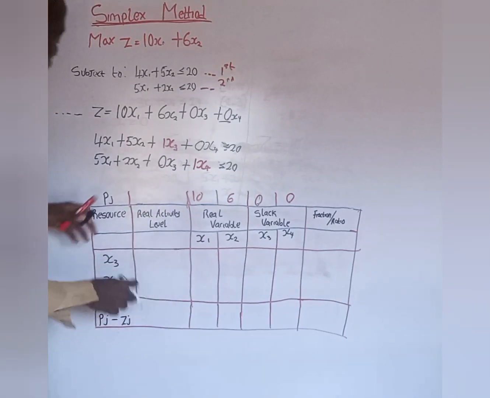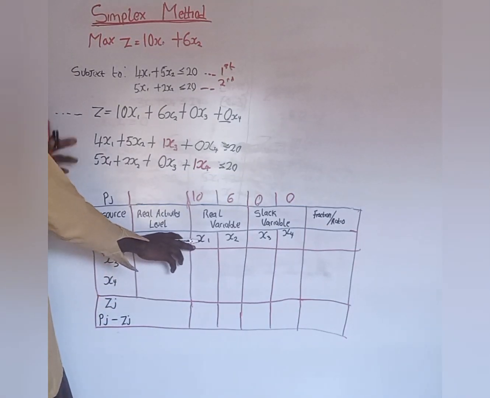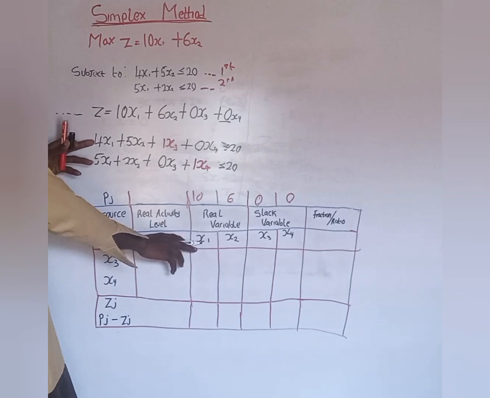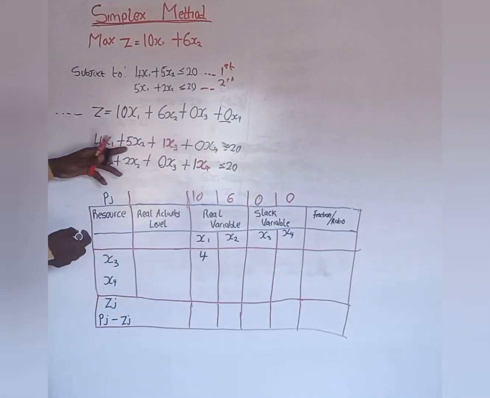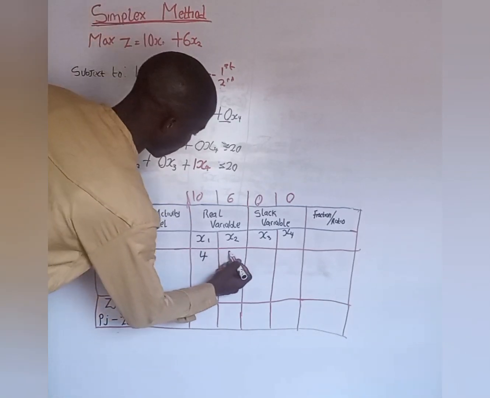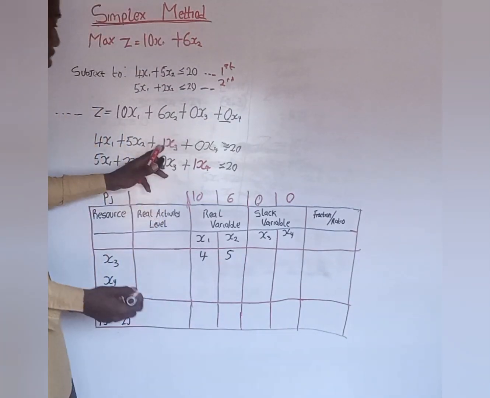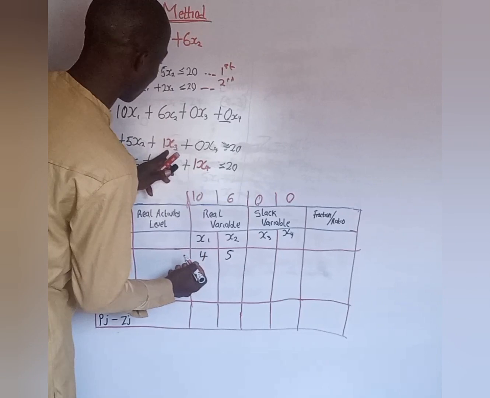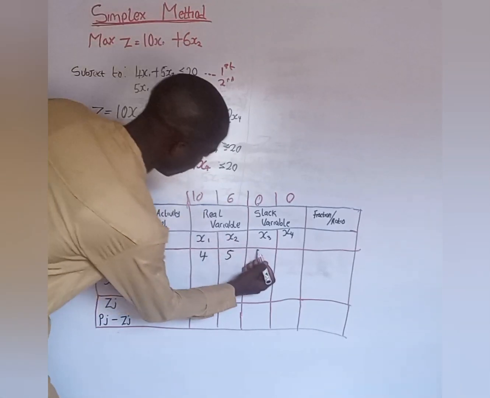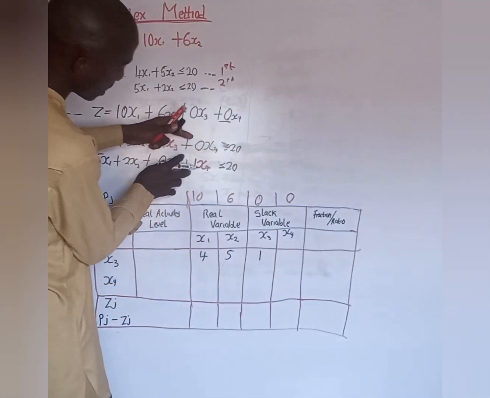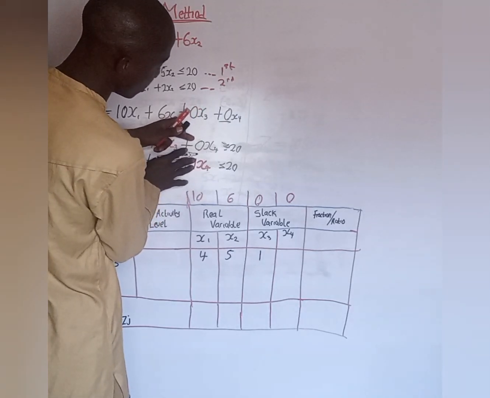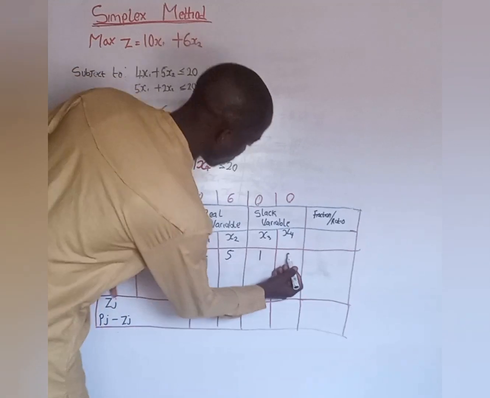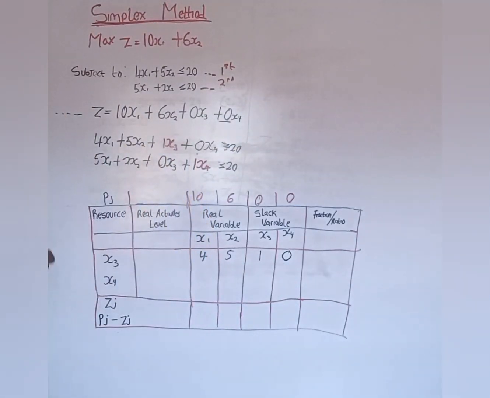The coefficient of x1 in this place is 4. So I'm going to be writing 4 in this place. The coefficient of x2 is what? 5. The coefficient of x3, which is the slack variable, is 1. Have you seen it? 1. Then the coefficient of x4 in the first constraint is 0. So that's the first thing.